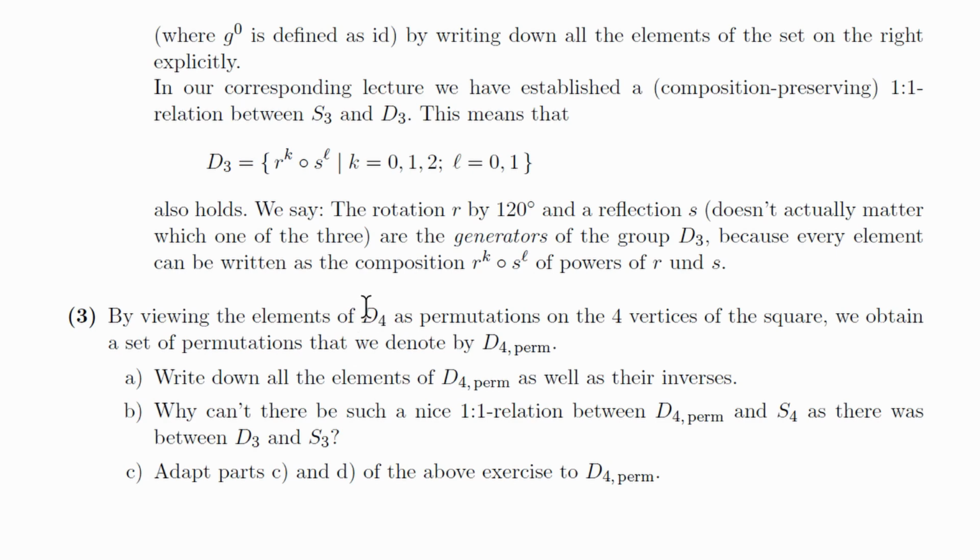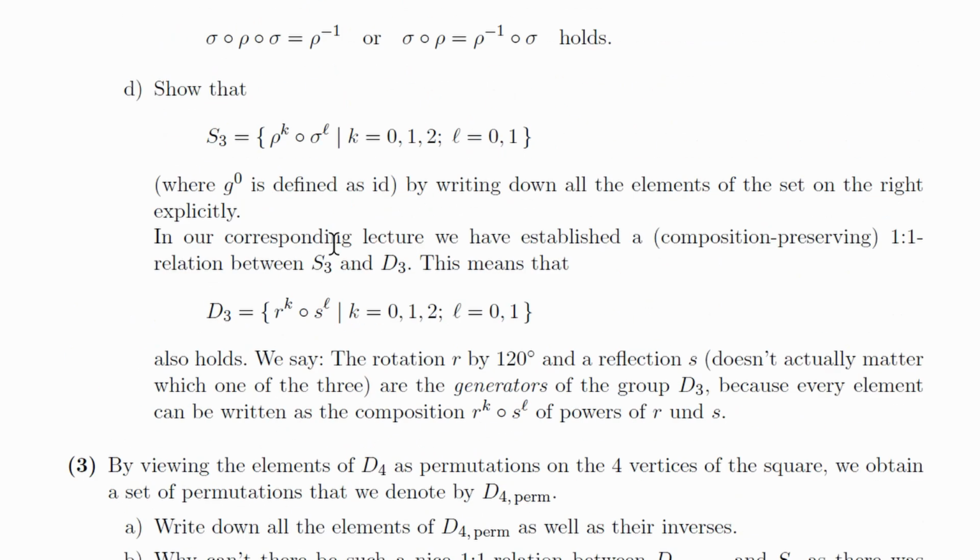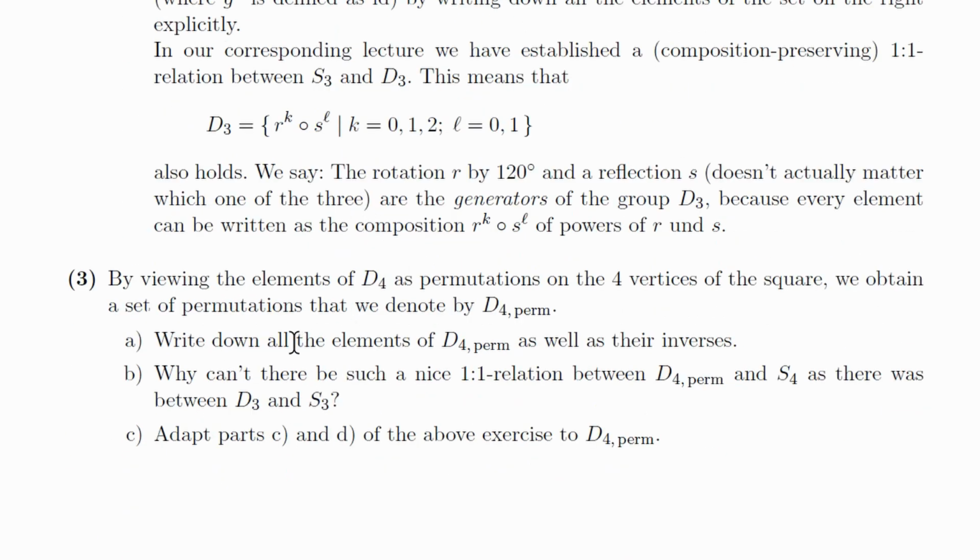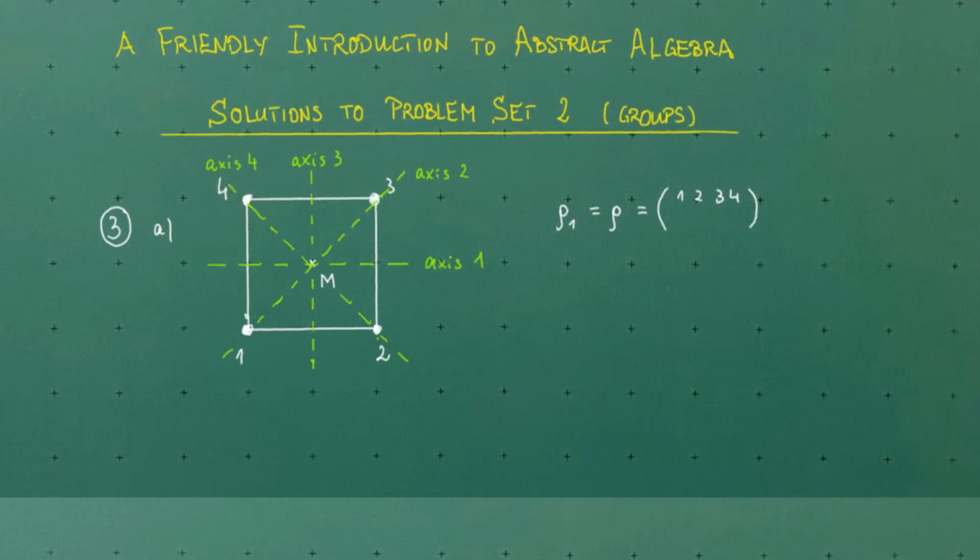We are looking at the permutation representation of D4, the dihedral group of a square, a regular four-gon, and do essentially the same as in exercise number 2. First of all, we are supposed to write down all the elements of this group of permutations as well as their inverses. As we did last week, we choose the following notation.